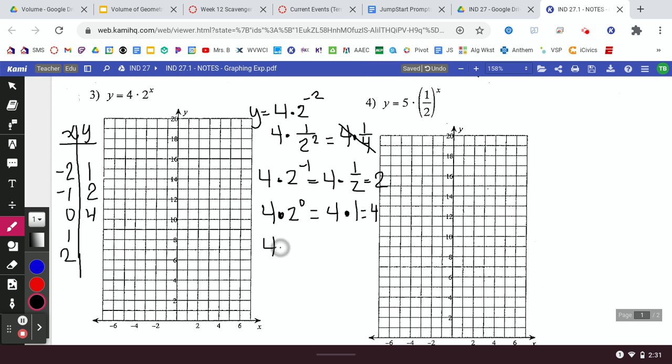All right, 4 times 2 raised to the 1. Well, 2 raised to the 1 is simply 2. 4 times 2 is 8. Those are nice and easy. 4 times 2 squared is 4 times 4, which equals 16. Again, notice they start out really small and they get big really, really fast.